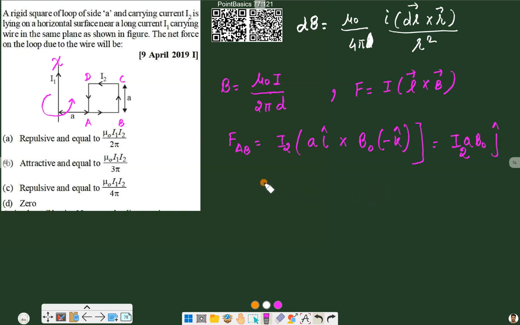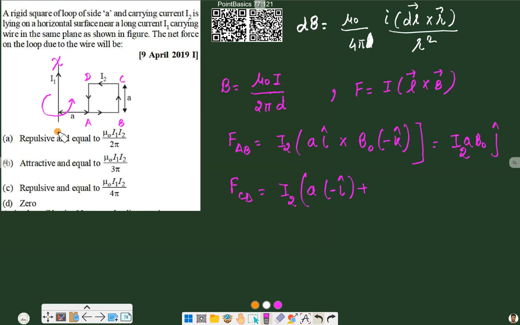Now if we similarly calculate force for CD, it has the same current I2, but direction is reverse here. In AB, current was going in the positive x direction. In CD, current is going in the negative x direction. So A into minus I, and value of the field will stay the same as it is an infinite conductor.